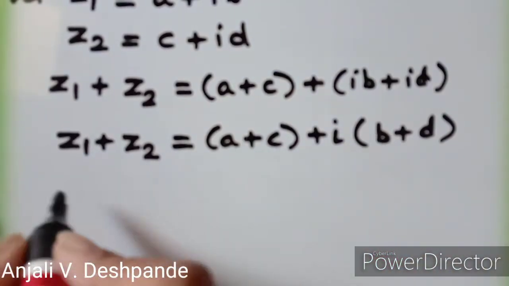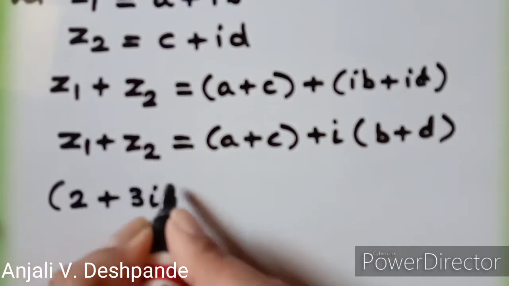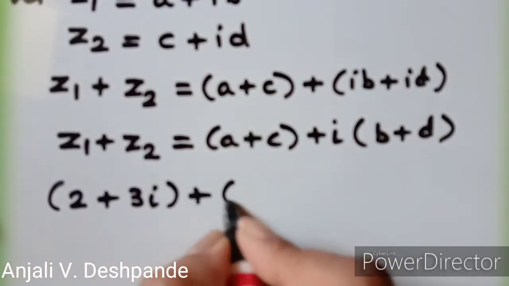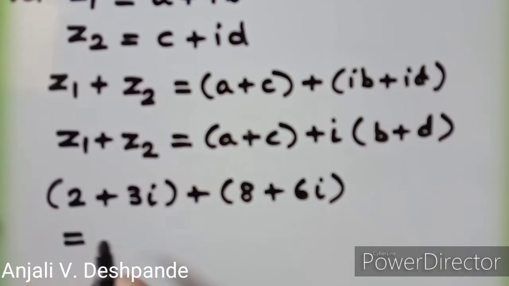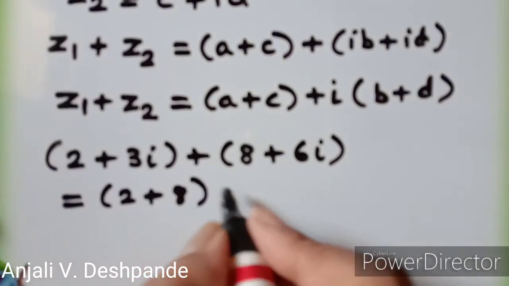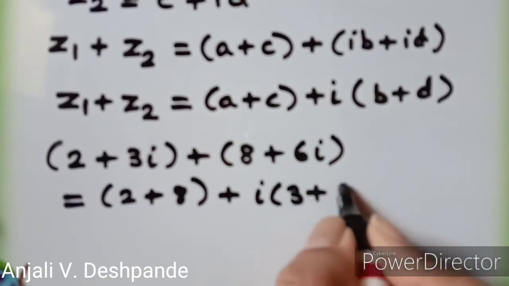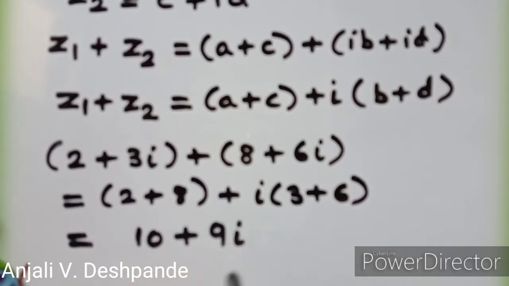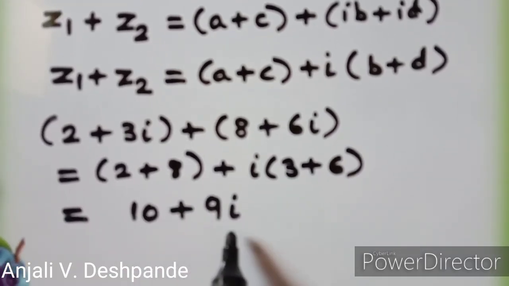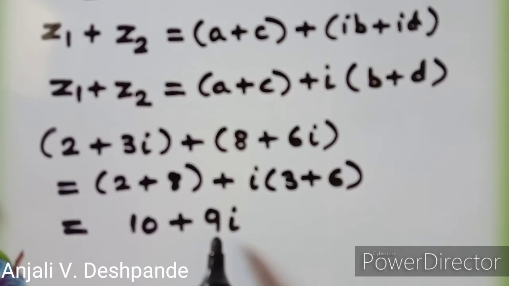So supposing we are adding, let us say, 2 plus 3i plus 8 plus 6i. So in that case this becomes 2 plus 8 plus i times 3 plus 6. So this will give us 10 plus 9i. So that is the addition of two complex numbers, which once again gives us a new complex number.